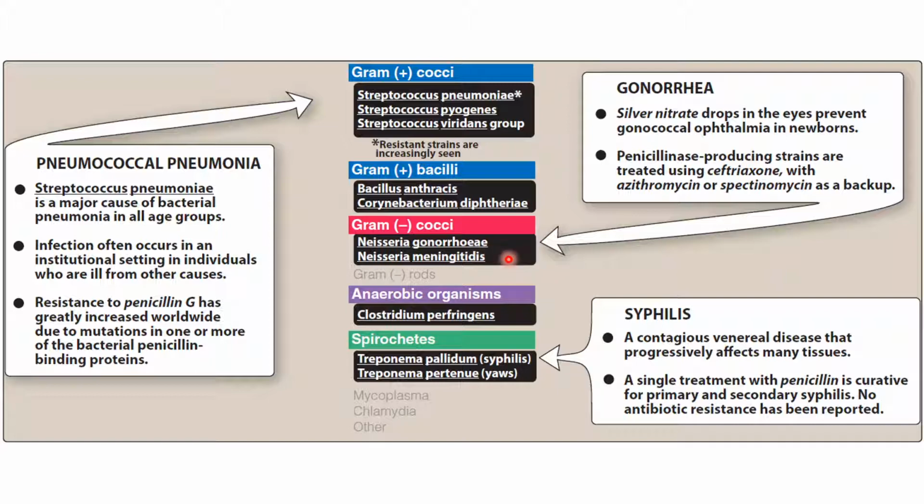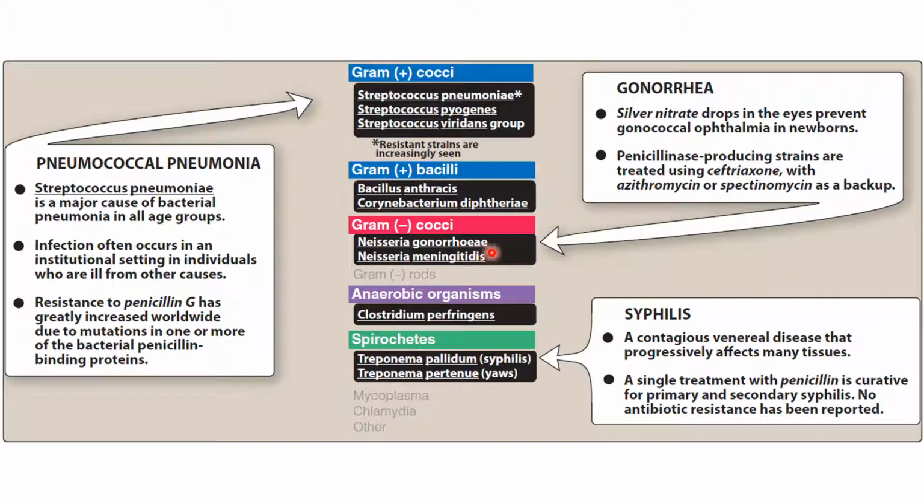Then Neisseria meningitidis is usually not transferred sexually, but it will lead to meningitis, and it is also treated with cell wall inhibitors, but not with the penicillins, because penicillins will not readily enter the central nervous system. That is why penicillins are usually used only for Neisseria gonorrhoeae.